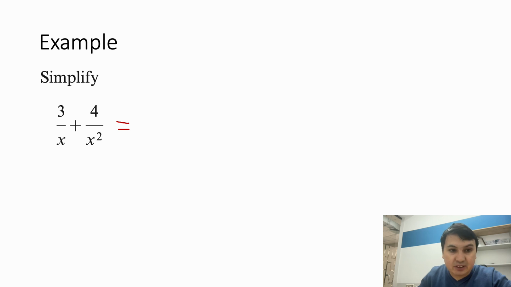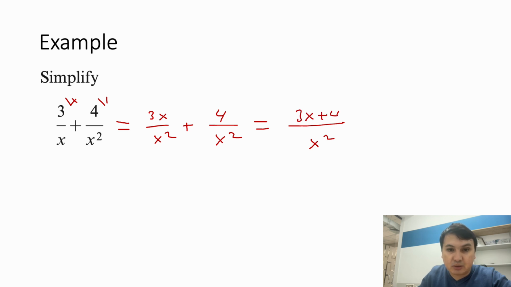x squared is x times x. So to make the first one x squared, all I have to do is multiply this by x. Then this becomes 3x divided by x squared. How about the second one? I don't do anything, I already have x squared here. I just multiply by 1 if I want to. Now they have the common denominator, x squared, so I can add the numerators. It's 3x plus 4.